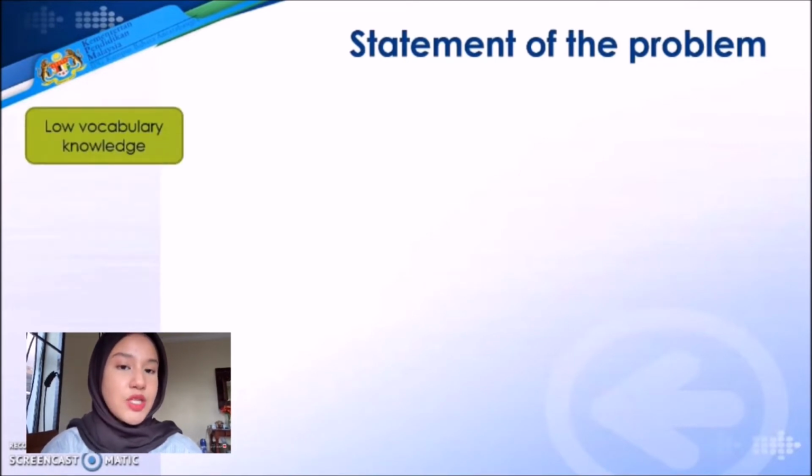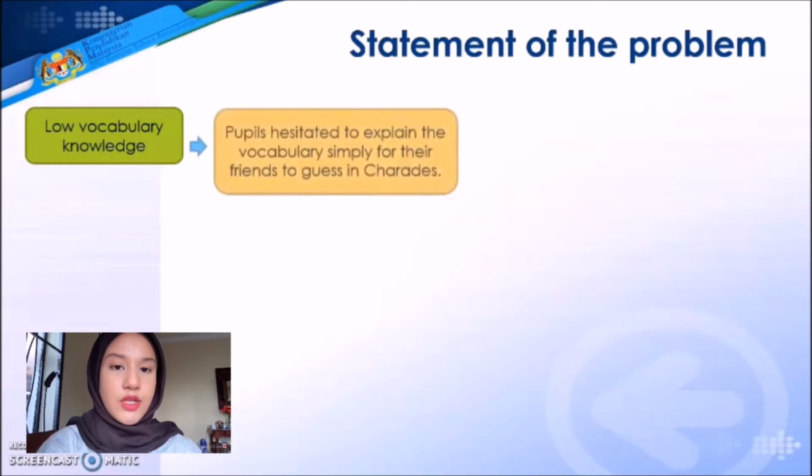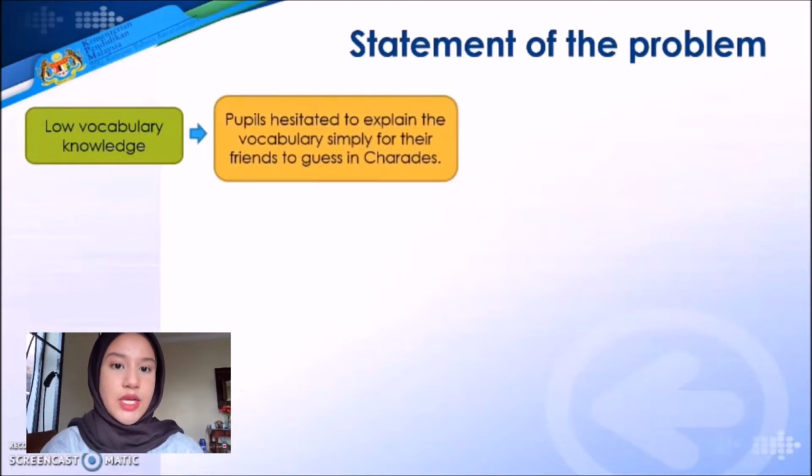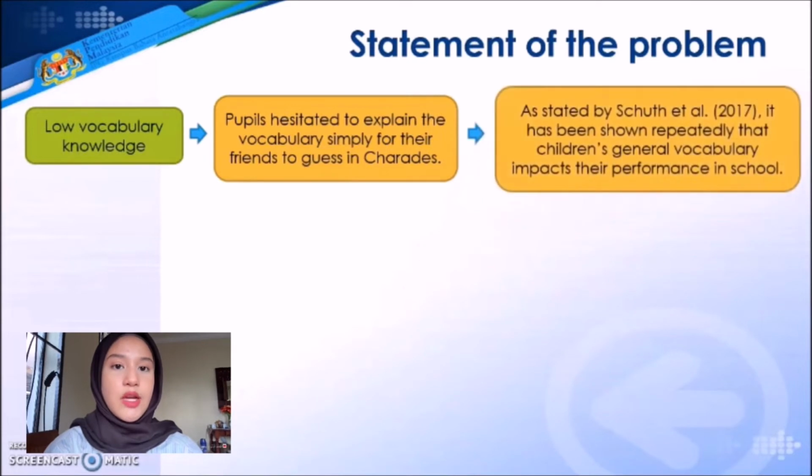There are two major issues that I have discovered in teaching writing skills in my class. First problem I have encountered is low vocabulary knowledge. This problem can be demonstrated in most hands-on activities we had in the classroom, such as charades and Simon Says. Due to a lack of vocabulary knowledge, some of the pupils hesitated to explain the vocabulary simply for their friends to guess, which hindered language learning from taking place smoothly.